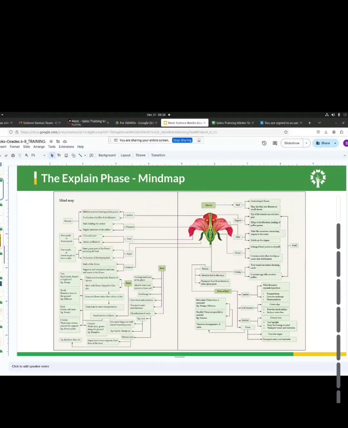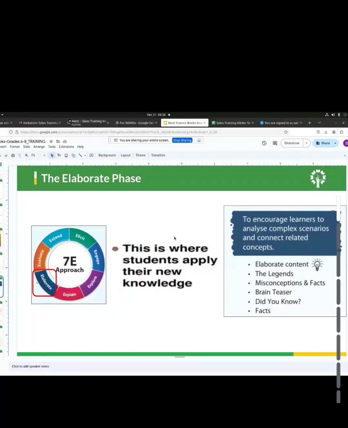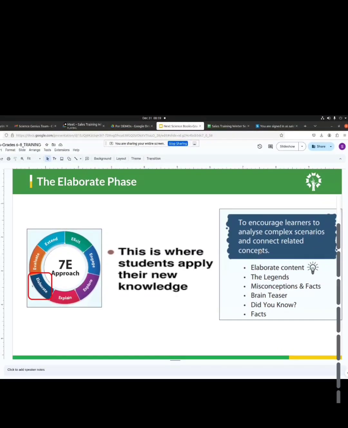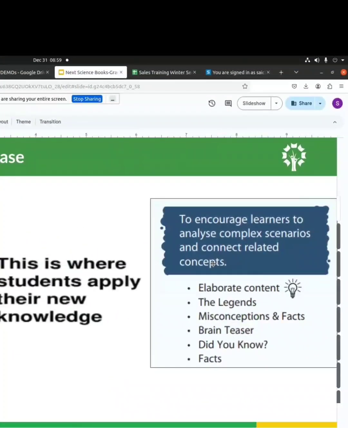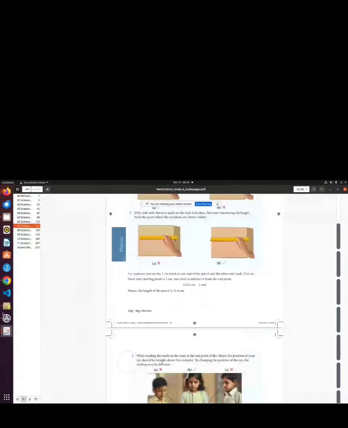Now coming to the next aspect, which is the Elaborate E. Elaborate phase is there in order to encourage the learners to analyze complex scenarios and connect related concepts. We have given certain extra information to the students, new knowledge which they are going to gain through this elaborate phase. Under this we have certain components such as elaborate content, legends, misconceptions and facts, brain teasers, did you know facts, etc. So let's check one by one.